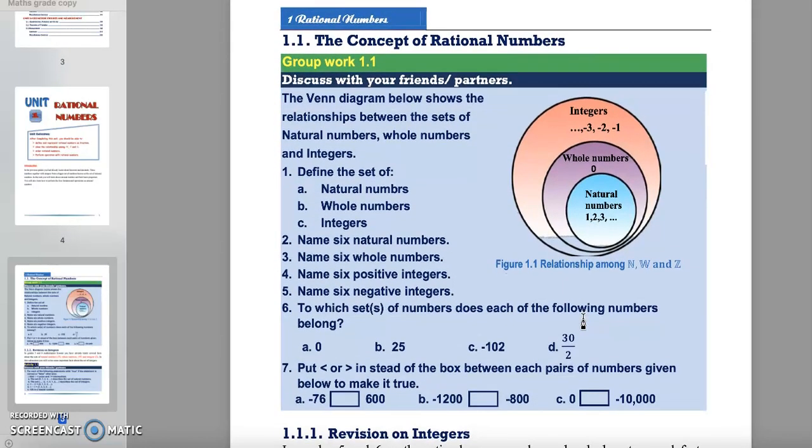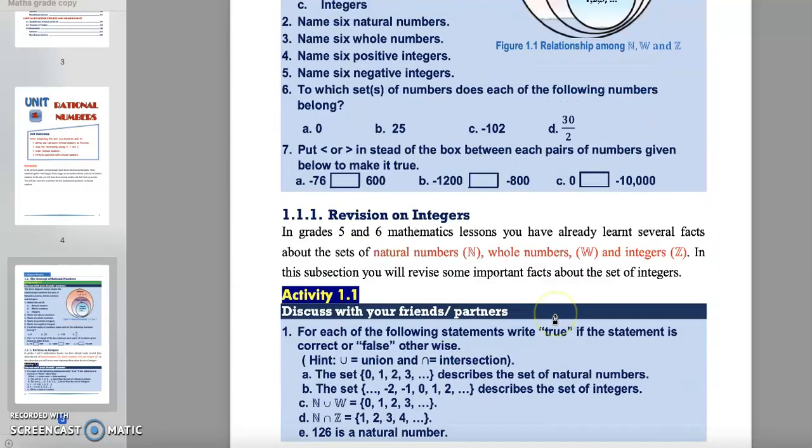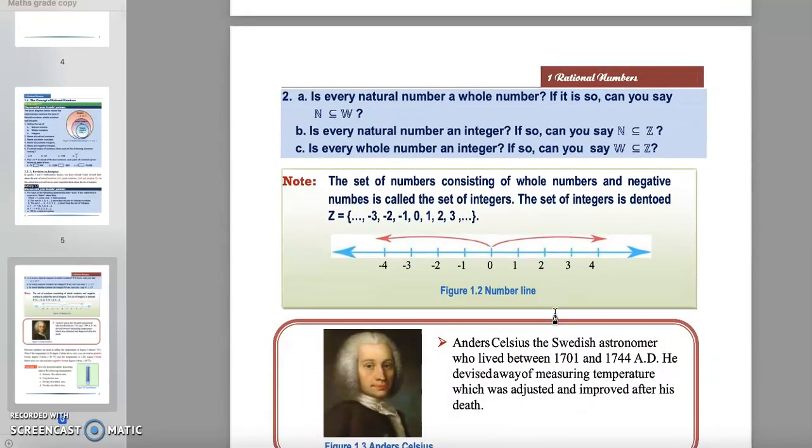I think you're already familiar with these number systems, which are the natural number system, the whole number system, and then integers. So to do a revision, a natural number is a number that starts from 1 and continues. A whole number is a number that starts from 0 and continues with all the positive numbers. Integer, in this case, is broader than these two.